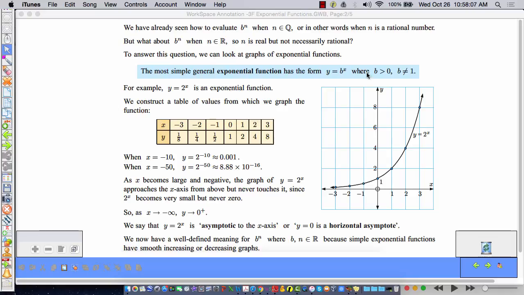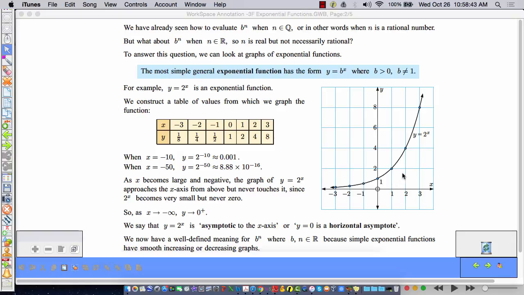Remember, an exponential function has its variable in the exponent, and this is the most general form, y equals b to the x. Perhaps the most common one that we use is y equals 2 to the x, and that is graphed right here. Here's some points. And some general things that we'll say about it. All exponential functions have this same general shape, similar to what all parabolas have, a same general shape. All exponential functions look something like this, okay?